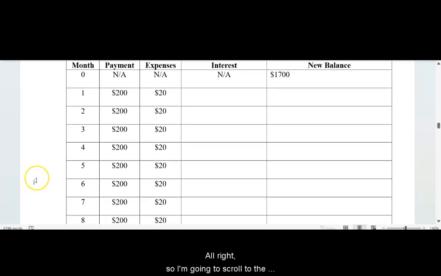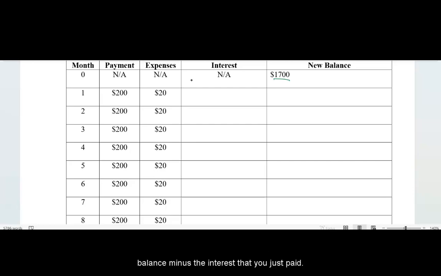All right, so I'm going to scroll to the table so we can begin working with this. Month 0, so you just started. That means you haven't made a payment, you don't have your $20 expense, your balance is just the $1,700. Now we're going to start working on this table, and I'll show you how we can calculate how much we're paying in interest each month, because that's the first thing we have to do. Then we'll figure out what our new balance is, because your new balance is always going to be your balance minus the interest that you just paid. So we'll start here.